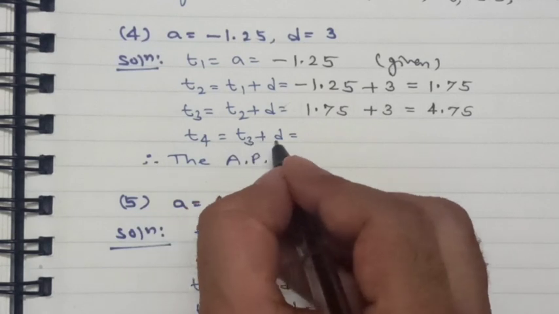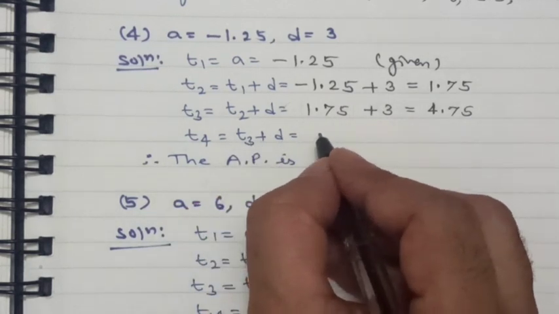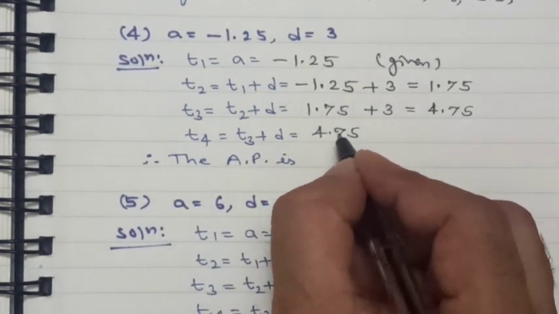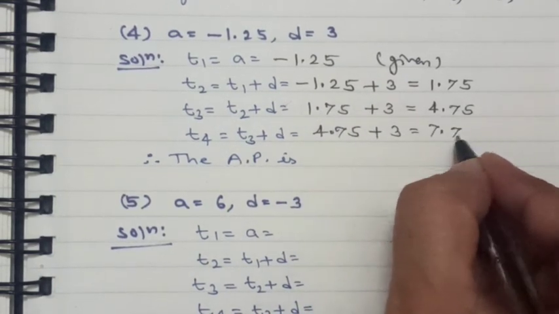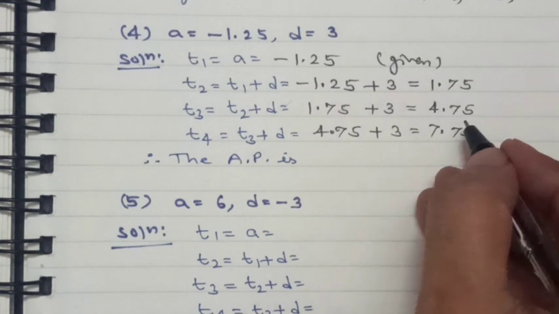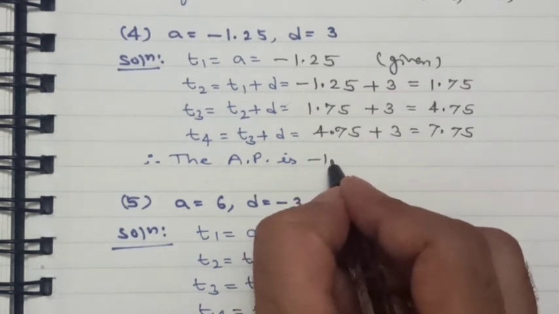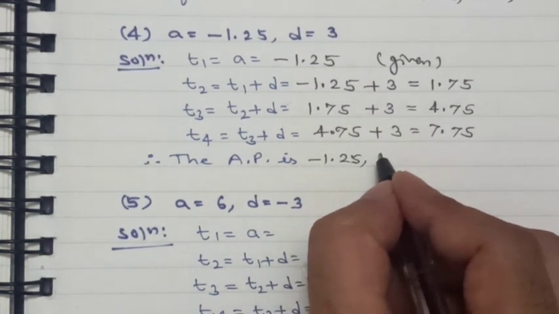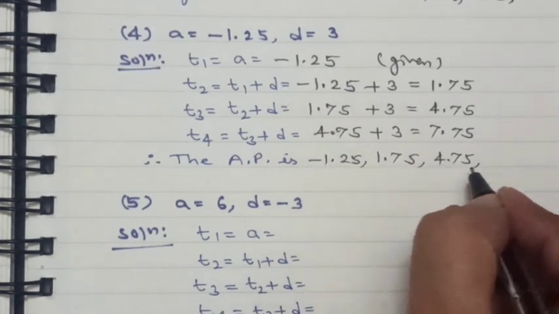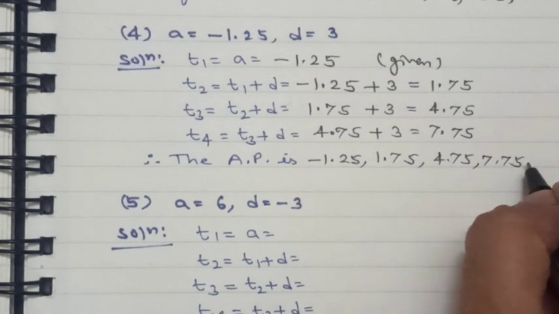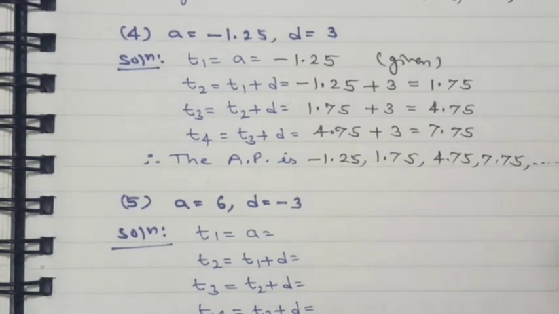Now T4 is equal to T3 plus D. Now T3 is 4.75 plus 3 will give you 7.75. Thus the AP will be minus 1.25, comma 1.75, comma 4.75, comma 7.75, comma, and so on. Infinite sequence.